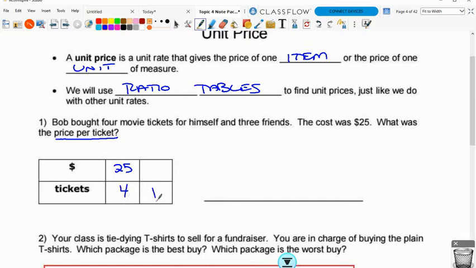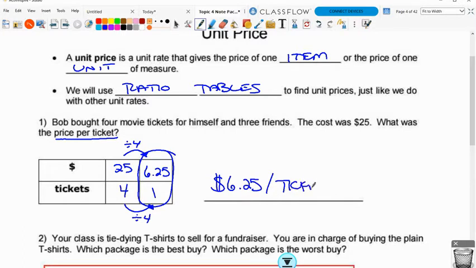We want to know what's the price per ticket. So in the ticket spot, I want to know how much just one ticket is. Well, to scale back from 4 tickets to 1 ticket, I need to divide by 4. And if I do that to my number of tickets, then I need to do that to my dollars. So I'm going to do 25 divided by 4. And if we punch that into our calculator, we get an answer of 6 and 25/100ths. So on the line, we're going to state what the unit price is. This tells us that it costs $6.25 per ticket. Remember that slash is the word per. $6.25 per ticket is the unit price.